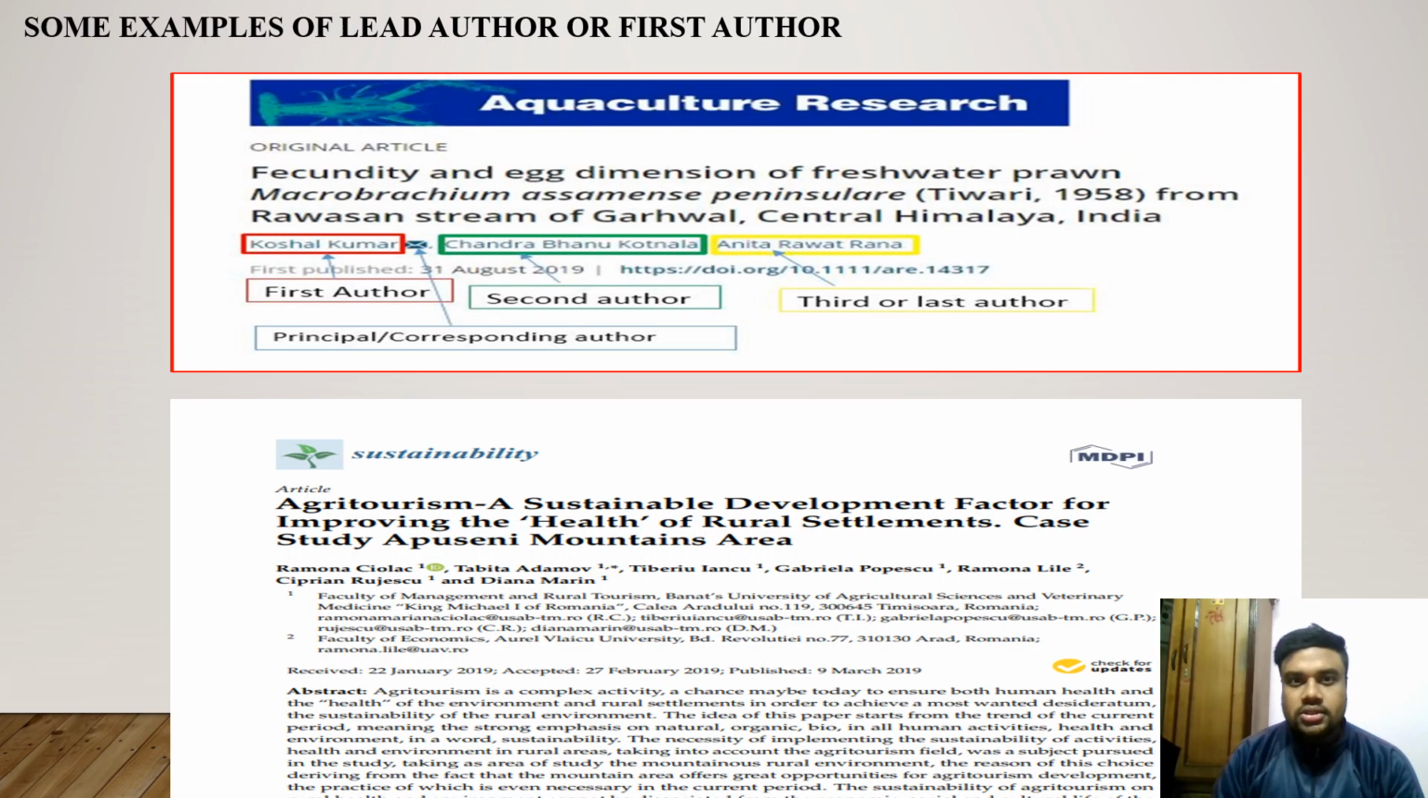These are examples of lead authors or first authors. In the first example, we can see the first author, second author, third author, and the corresponding author. Koshal Kumar is the first author, who is also known as the lead author. Chandra Bhanu Koshnala is the second author, and Anita Rawat Rana is the third author in the first example. In the second example also, Romana Shiolak is the first author, and Tabita Adamov is the second author, and likewise you can know the first author according to their contribution in their work.